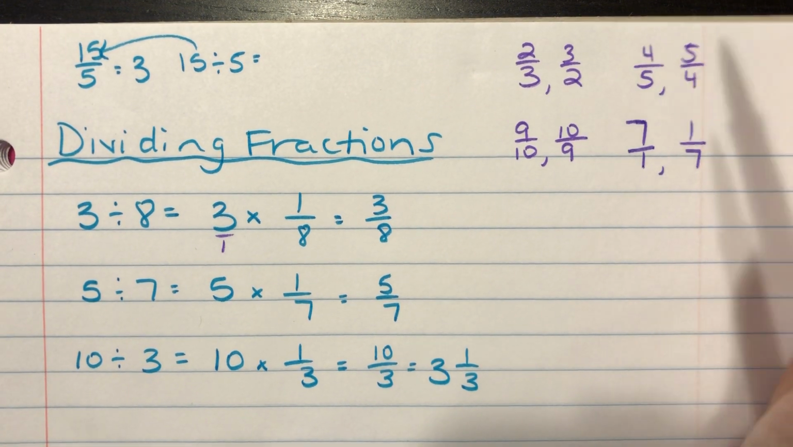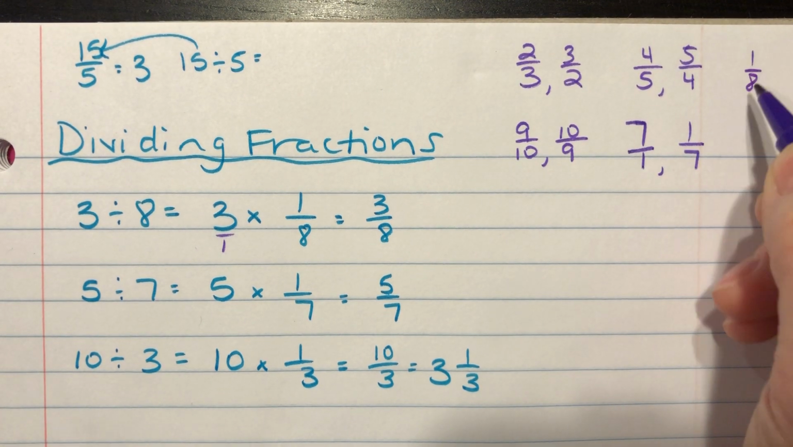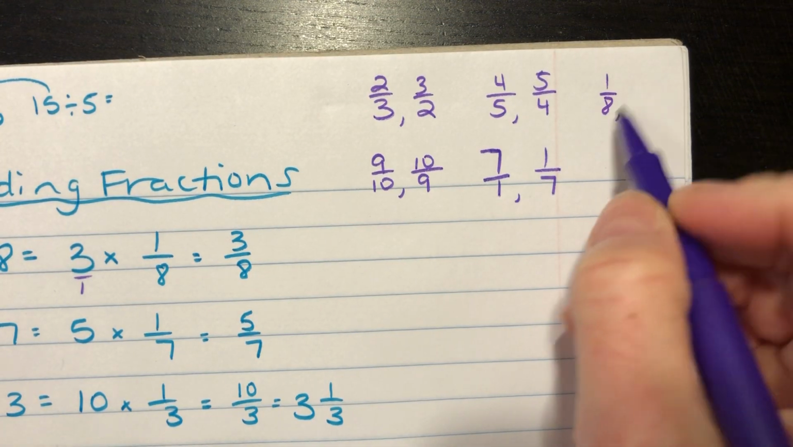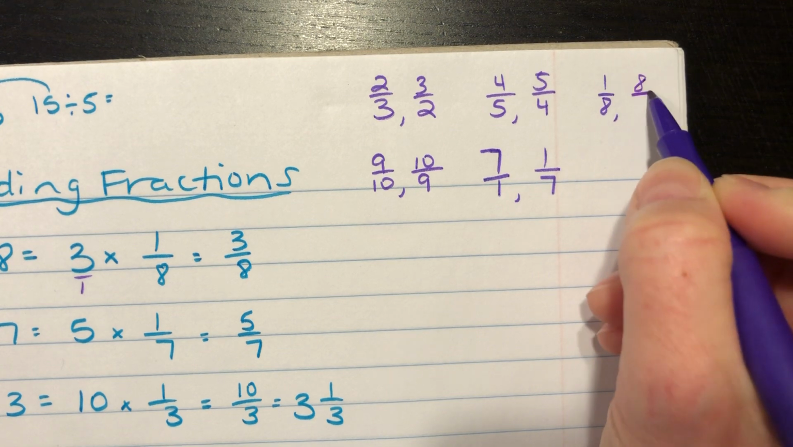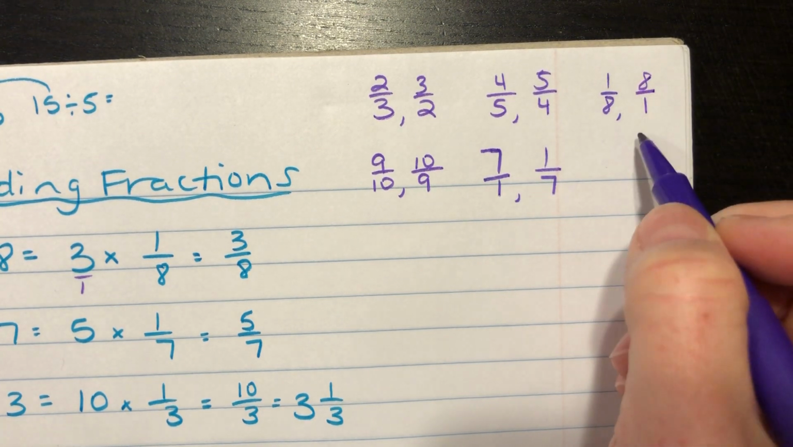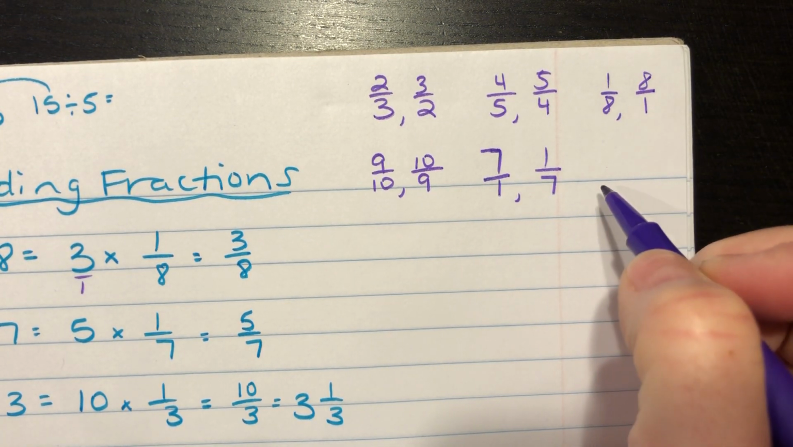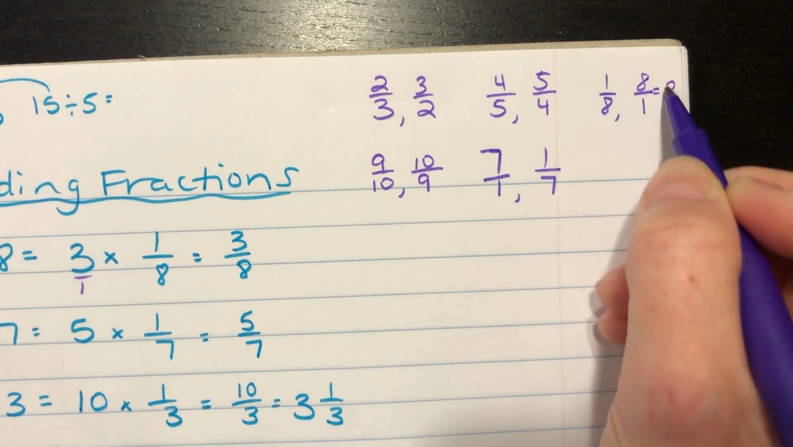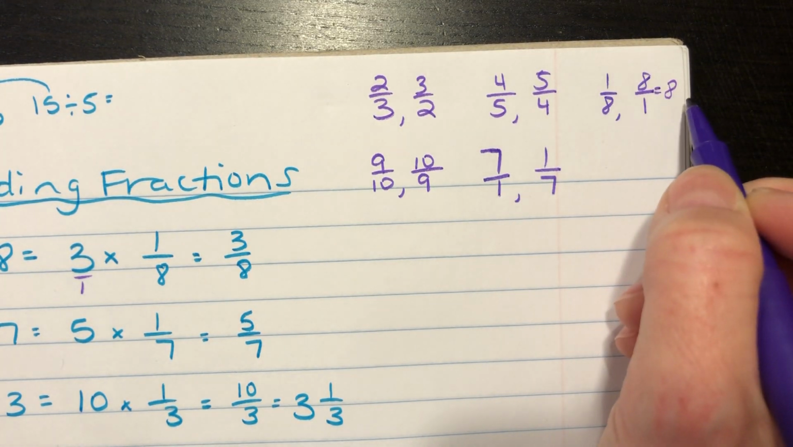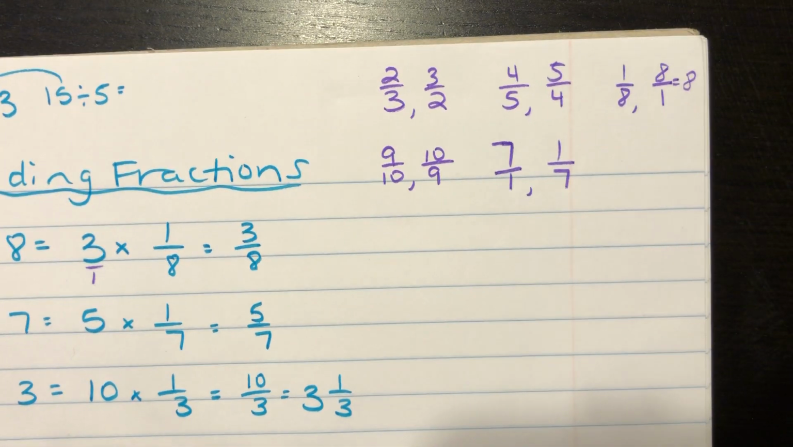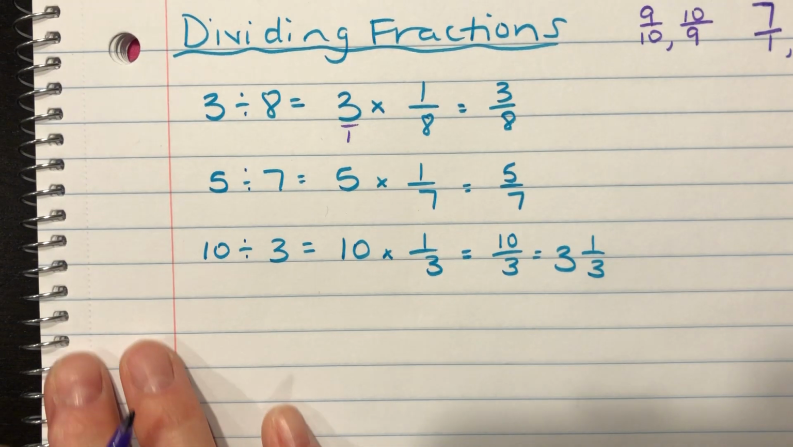Same idea, what would the reciprocal of 1/8 be? Well, if I write this 8 in the numerator spot and this 1 in the denominator spot, it would be 8 over 1. But is that simplest form? No. So you can say the reciprocal of 1/8 is 8. And there's a reason I'm telling you this, okay?